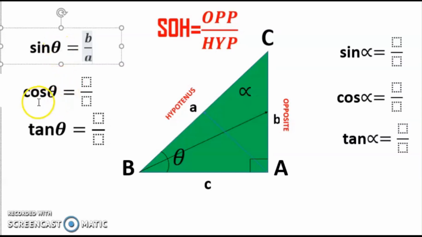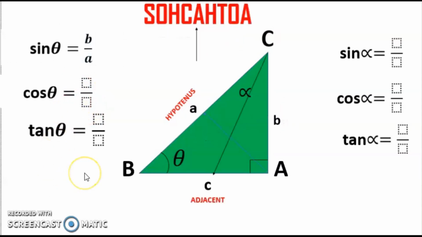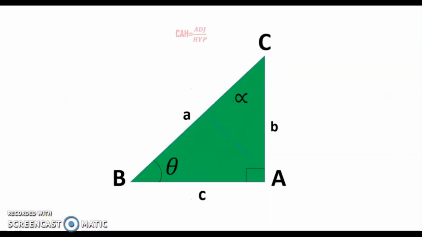Now let's look at cos theta. How are we going to fill up for cos theta? Since we are asked to find cos theta, the acronym we are going to use here is the CAH. Now, what does CAH simply mean? CAH simply means adjacent over hypotenuse. Remember, the angle under consideration is theta.